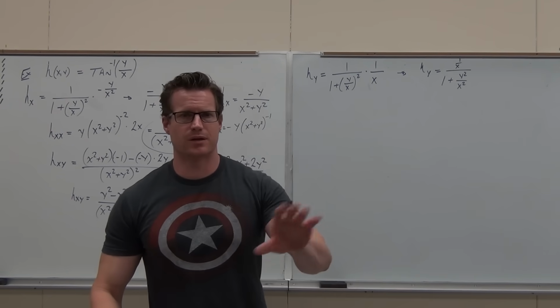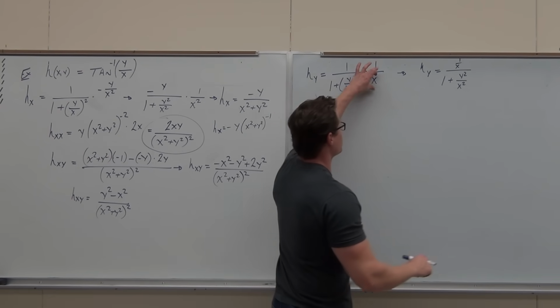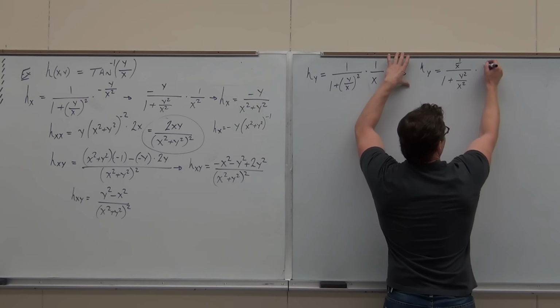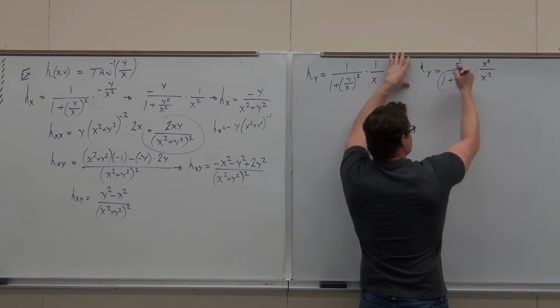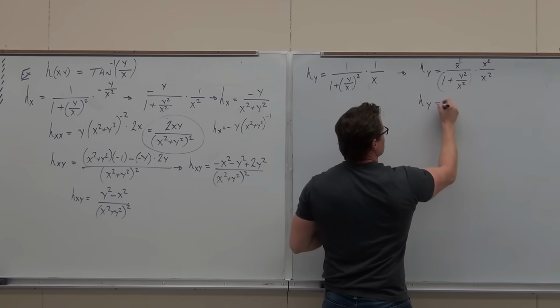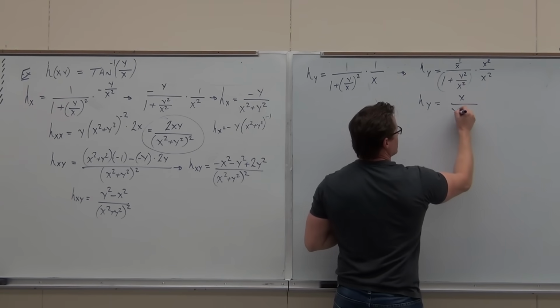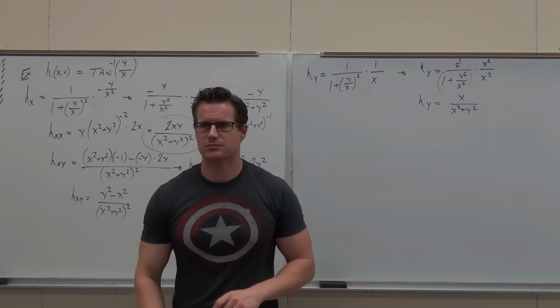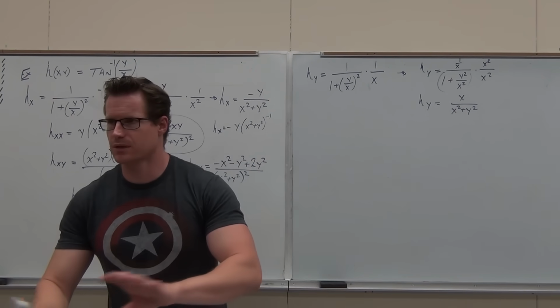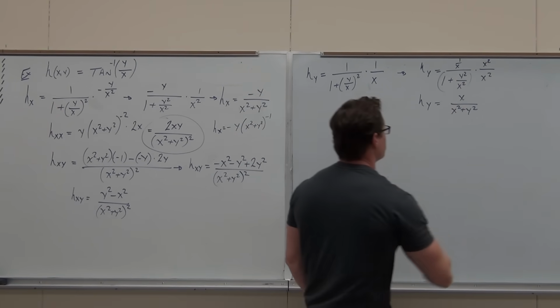I'd multiply by x squared, both numerator and denominator. So I'd pull this up and multiply by x squared over x squared. And I'd let this distribute. That would give us x over x squared plus y squared. That's probably the better choice. Clear the denominator. Clear the complex fraction.